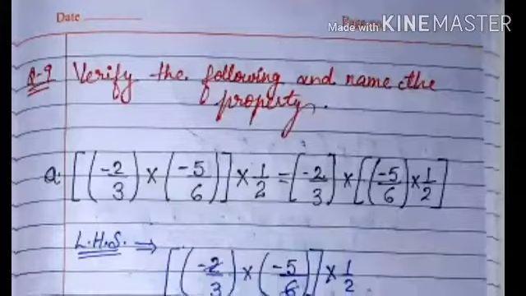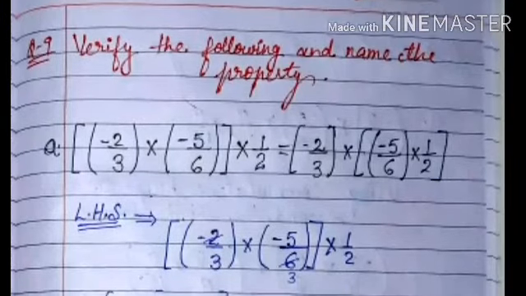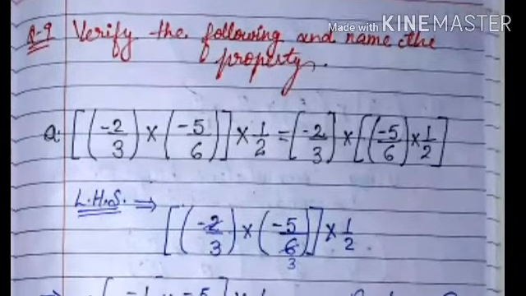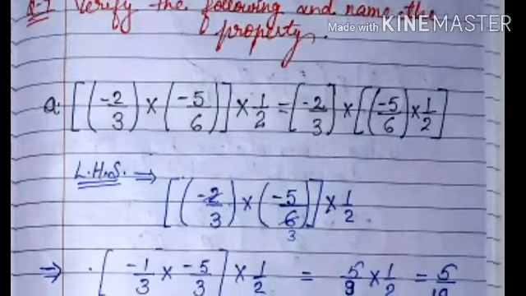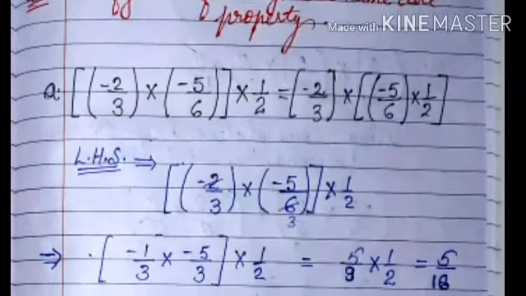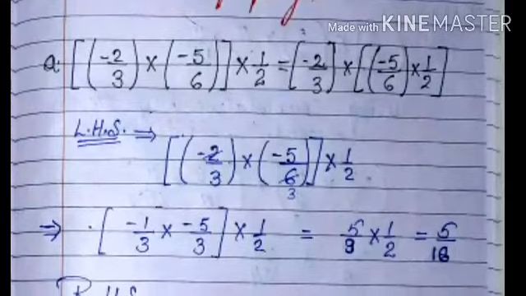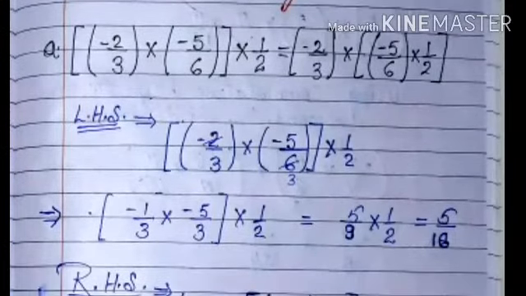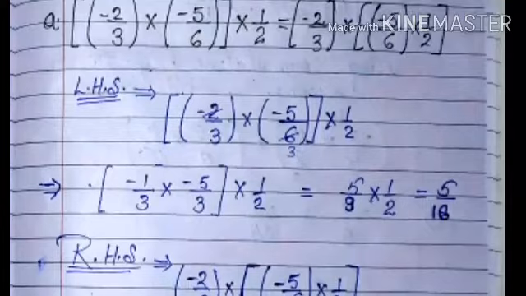Now come to the next question, number 9. Verify the following and name the property. So part A is the multiplication of minus 2 upon 3 and minus 5 upon 6, multiplied by 1 upon 2, is equal to minus 2 upon 3 multiplied by the multiplication of minus 5 upon 6 and 1 upon 2. We will check both sides, LHS and RHS, one by one.